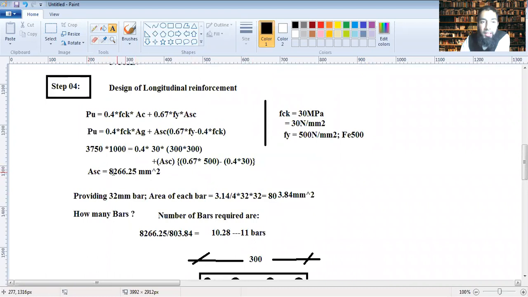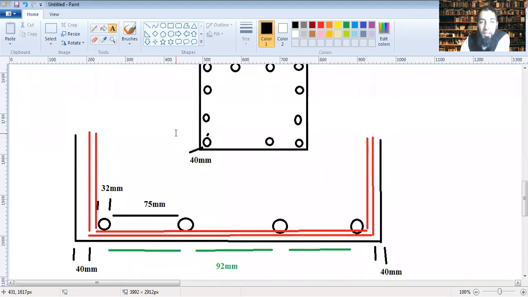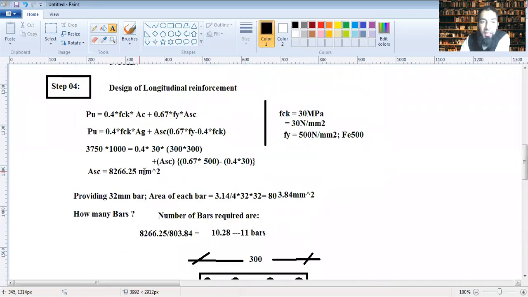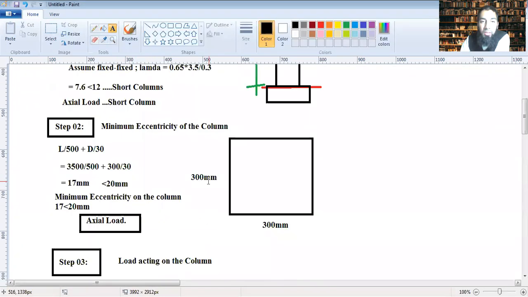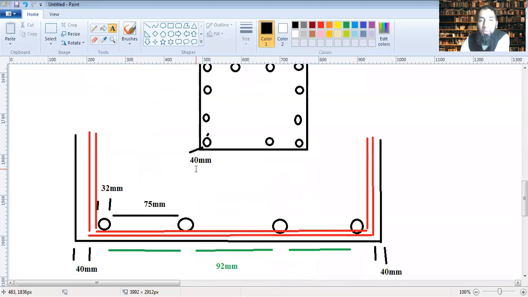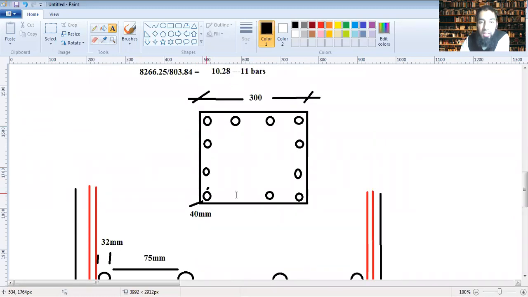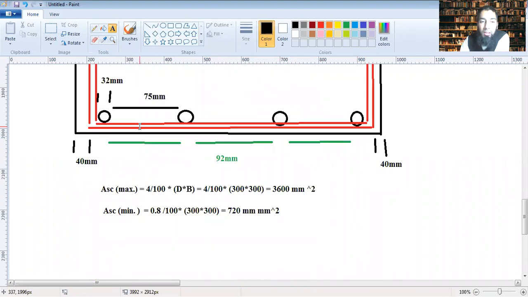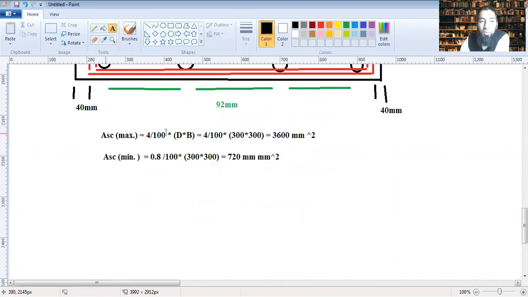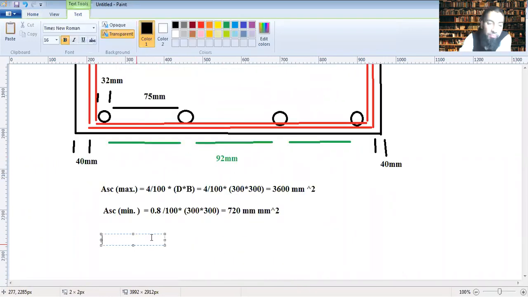We require at least 8266.25. So first of all, our design is failing at this point itself, that you cannot provide 8266 for this column, which is 300 cross 300. So what do we do next? And the second step was that you could not provide them along the faces, then you had to bundle them. So what do we do now? क्योंकि अब आपका ASC max is coming to be less than your ASC required. What do we do?